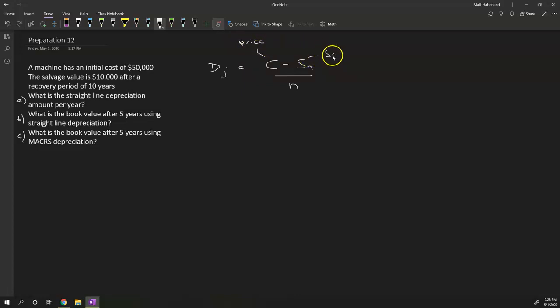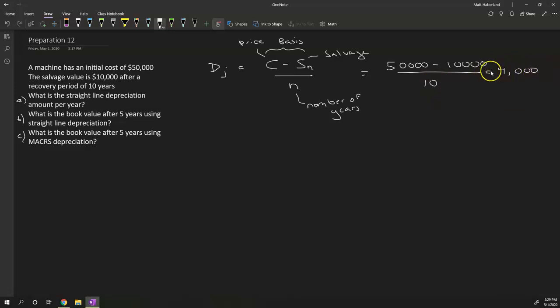This here is the salvage value in year n, and this here is the number of years. And this top term is called the depreciation basis. So in our case here, that is 50,000 minus the salvage value after 10 years, which is 10,000, and the number of years that we're talking about is 10. So it's 40,000 over 10, which is $4,000. $4,000 is the depreciation amount per year.